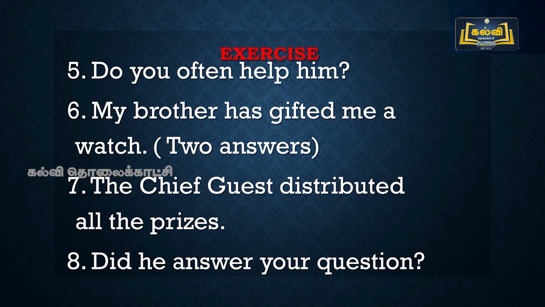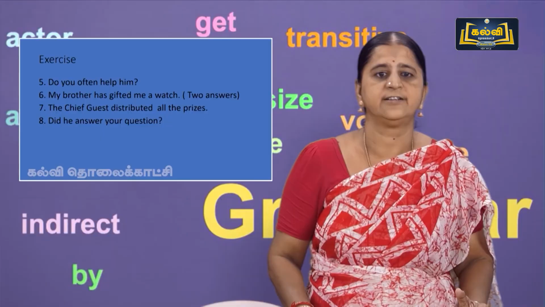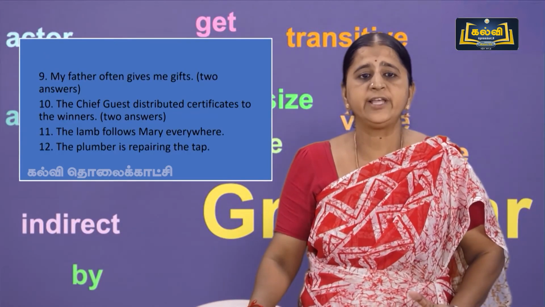Now sentence 7, the chief guest distributed all the prizes. Remember, distributed, past tense. The chief guest distributed what? All the prizes. So all the prizes were distributed by the chief guest. The last one, did he answer your question? Did he answer what? Your question. Was your question answered by him? That is the answer. Now we shall try doing these together.